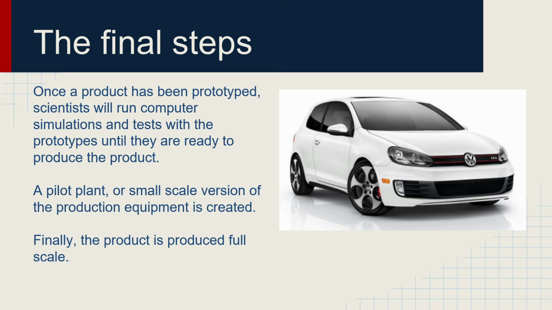Before full-scale production, though, this slide introduces the idea of a pilot plant. A pilot plant is a smaller scale version of the production equipment that allows the manufacturing process to be tested before a company commits to full production. That can help identify problems with materials, equipment, timing, or quality control while the process is still easier to change. Only after the design and production process have been tested is the product produced at full scale.